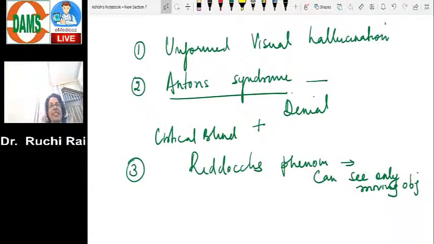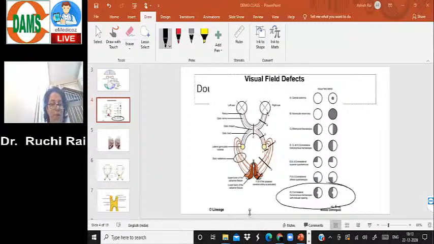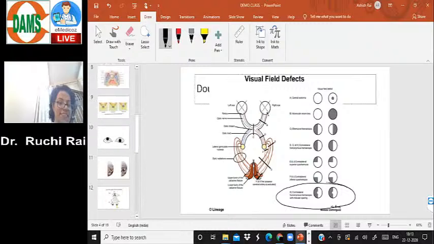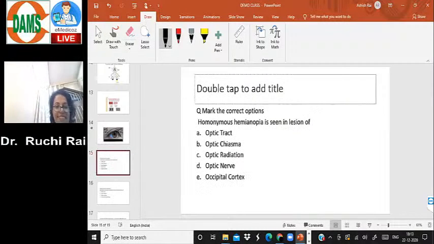Okay, so these are the main points regarding lesions of the visual pathway, and these are the points we have to keep in mind. What we will do next is answer a few questions. Chalo, all of you, if you have talked to each other, now answer a few questions. Answer this question.